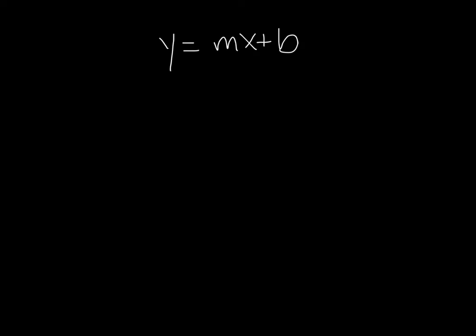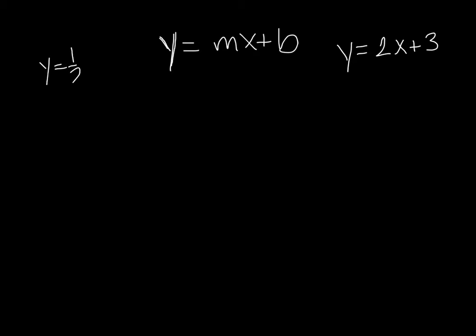So we're going to be looking at graphing a line using the y equals mx plus b formula or equation. Now, equations that you see are typically in this form called slope-intercept form. What happens is you have y equals, then some number times x plus some other number.